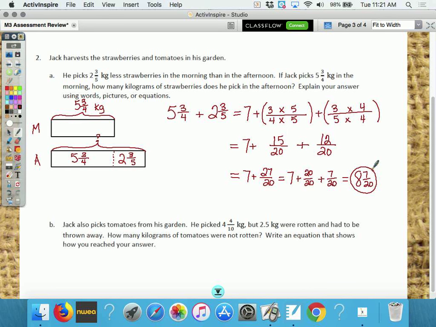Okay, so what can my sentence say? Emiliano, I need to go back and look at the question. Here's the question. So answer that question. Jack did a set times 20 kilograms in the afternoon. Okay. I'm going to go ahead and put strawberries.